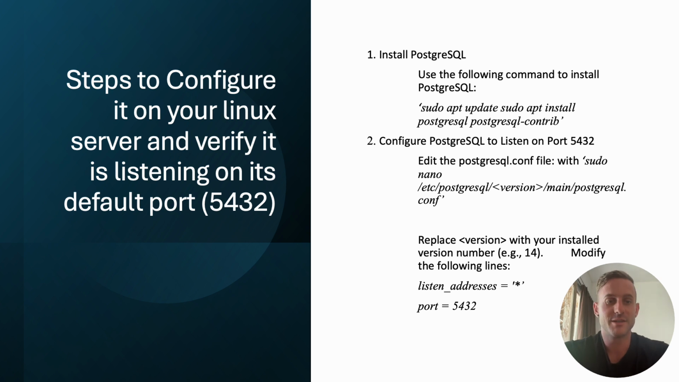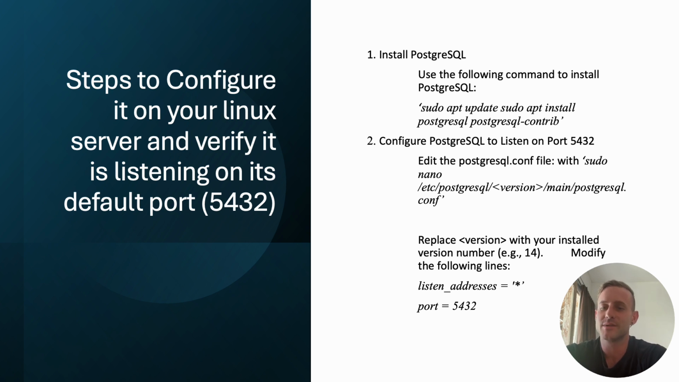Alright, so some steps to configure on your Linux server and verify it is listening on its default port. It'd be really nice if we could actually do this and our labs were up and running, but it's pretty easy to figure out with some research. So first of all, you will install PostgreSQL and use the following command to install it. sudo apt update, sudo apt install postgresql-contrib. Then configure PostgreSQL to listen on port 5432.